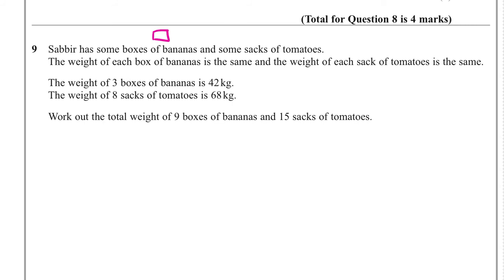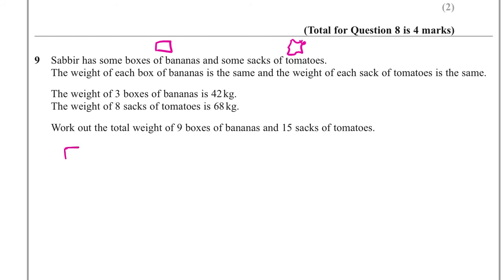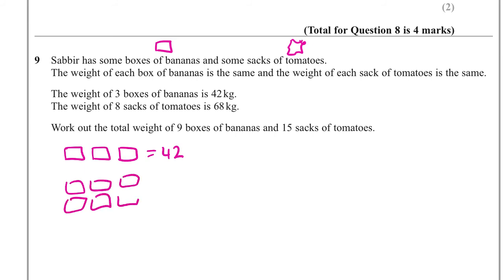Sacks of tomatoes. I'm going to draw a squiggly bag to show it's a sack. Okay? So 3 boxes of bananas is 42 kilograms. How many boxes of bananas do I need to work out? 9. How could I do this? 9 times 40. No, 3. If I want 9, and I know what 3 is, I could just multiply 42 by 3.